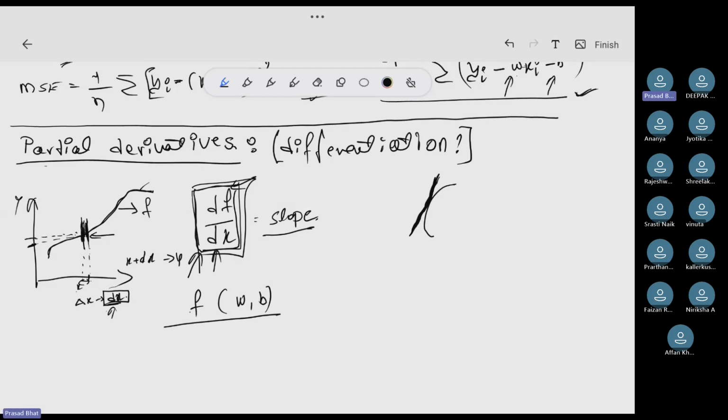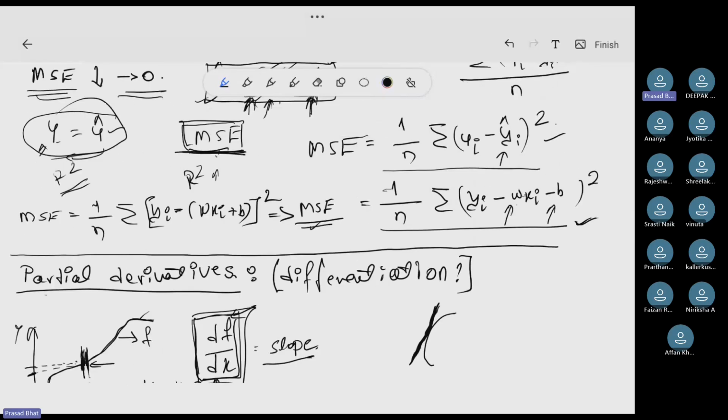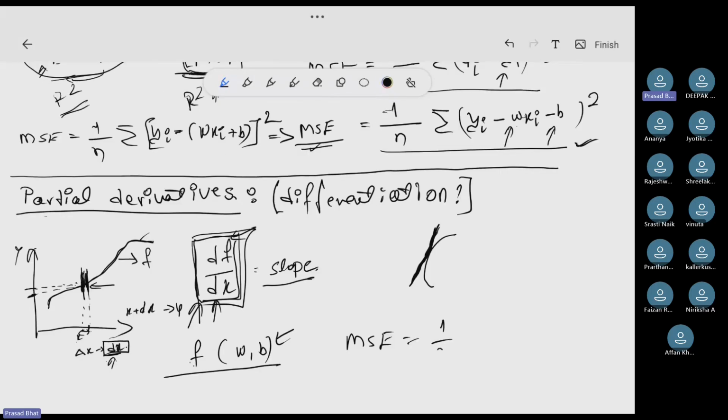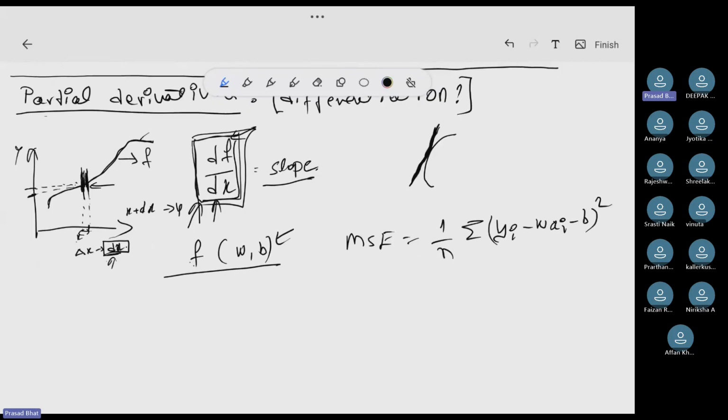Okay. To do this, let me write this particular function. In our case, what is this? The MSE. MSE function is this one, right? 1 by n sigma (yi minus w xi minus b) whole square. This is my MSE function. Now, in this MSE function, we are treating w and b as two variables. So these two are the two variables, right?